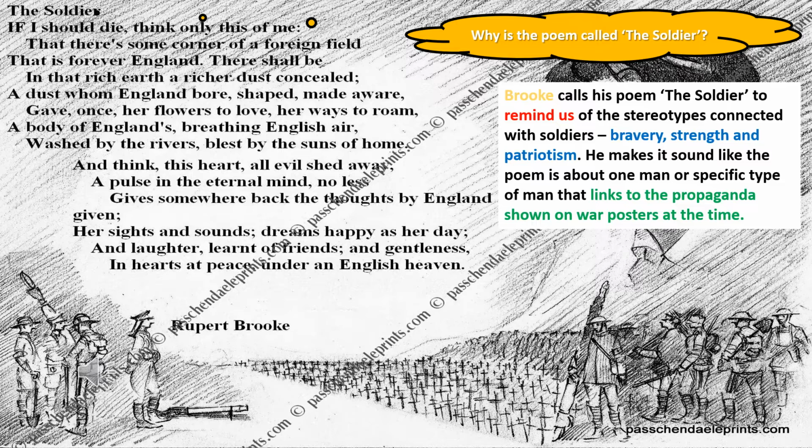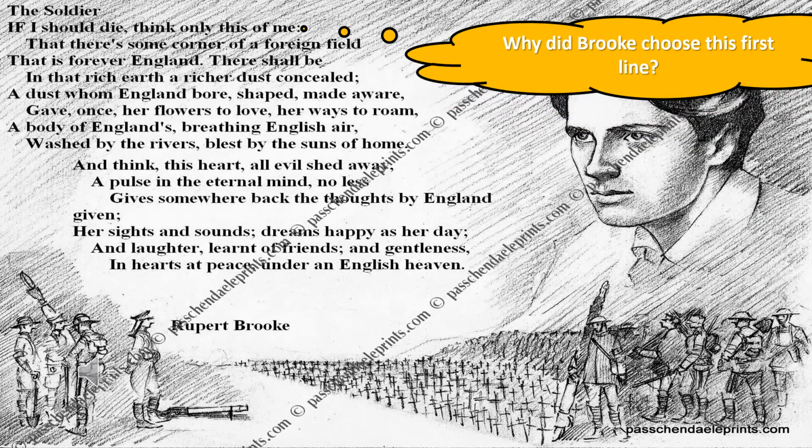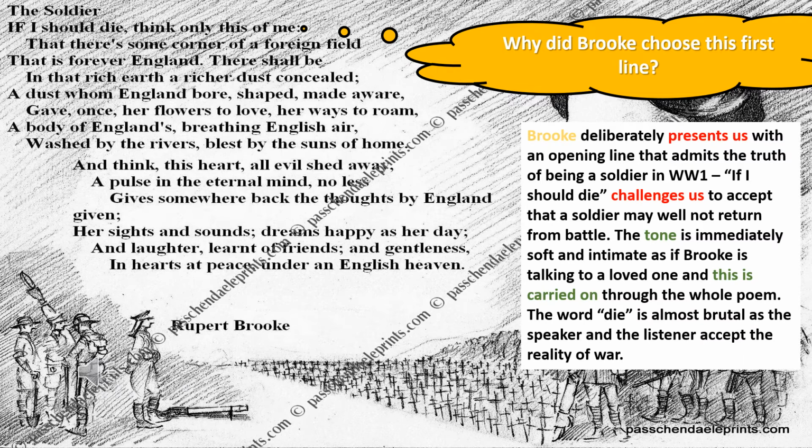Let's now have a look at the second question, linked to structure. Why did Brooke choose this first line? "If I should die, think only this of me." Brooke deliberately presents us with an opening line that admits the truth about being a soldier in World War I. "If I should die" challenges us to accept the soldier may not return from battle.